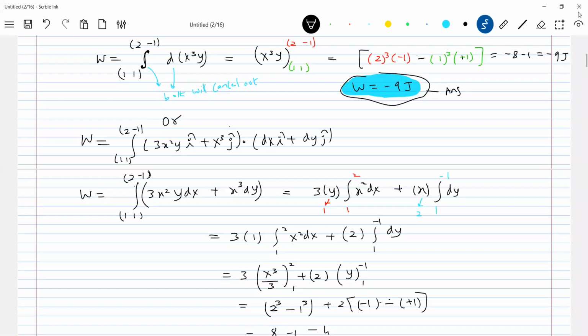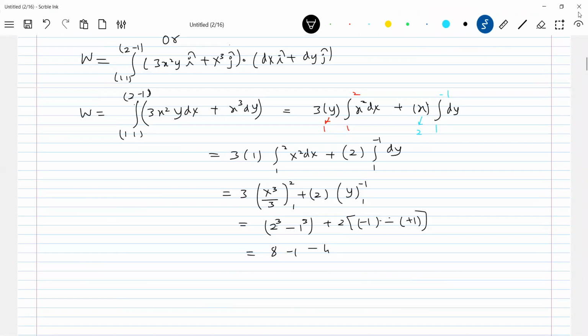Sir, that is 2 cube, sir. X 2 cube cube, no? Into. Let me check it. 3x square is there, no? Here x cube, no? Here. Okay, thank you. Some data missing.